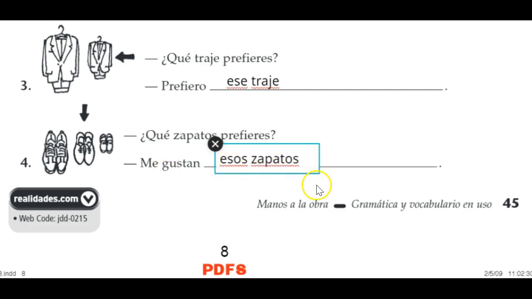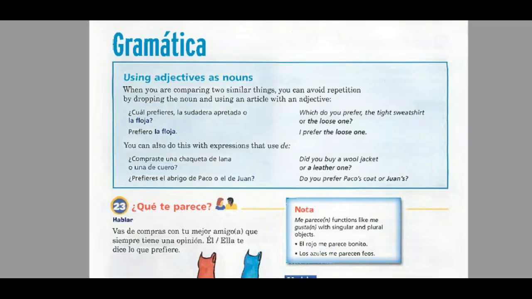Me gustan esos zapatos. Now, to end this part, you're going to use adjectives as nouns. When you're comparing two similar things, you can avoid a repetition by dropping the noun and using an article with an adjective.